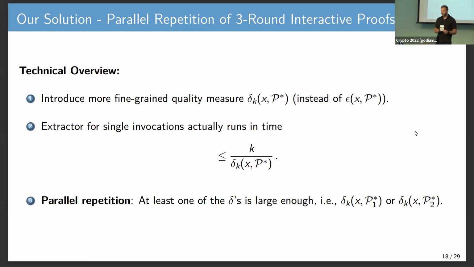And for the parallel repetition, we managed to show that one of the deltas is large enough. So we start with a prover attacking the parallel instance. And from that prover, we can get 2 different provers, P1 star and P2 star. They both have a delta value. And we basically show that one of the 2 deltas is large enough. And from there on, our strong parallel repetition result follows.